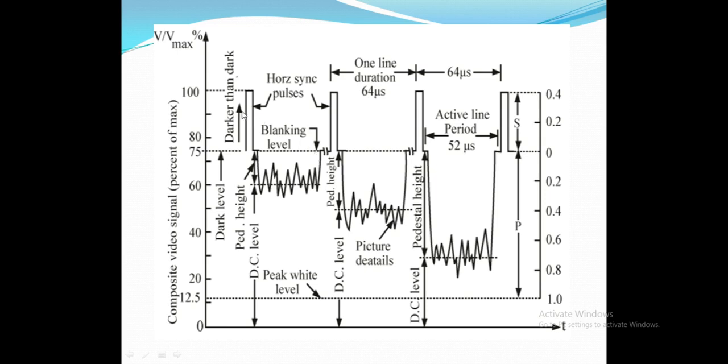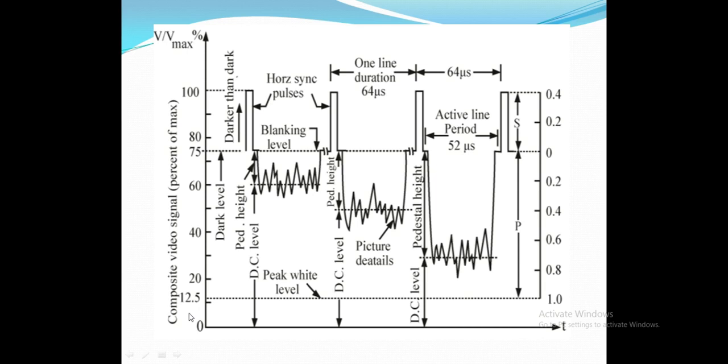Next, coming to the darker than dark level. The amplitude range of the video signal above the blanking level, that is 75 to 100%, is called the darker than dark level. This amplitude range is used for the synchronizing pulses.